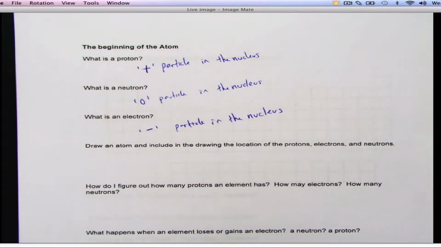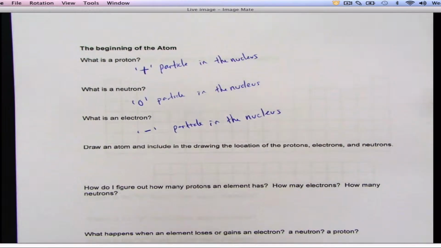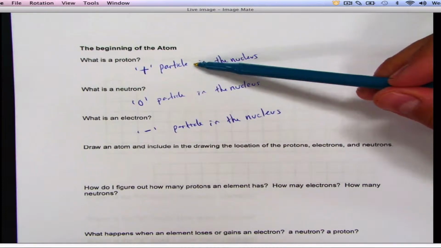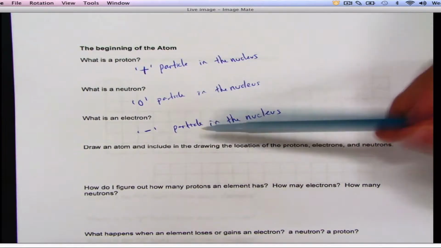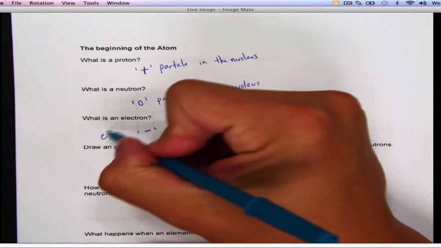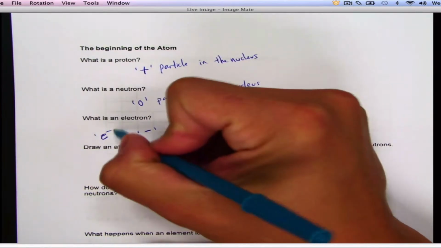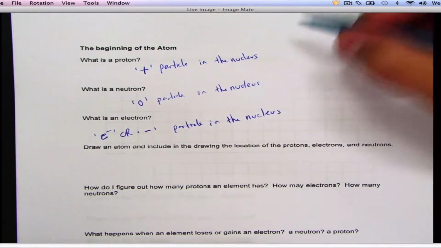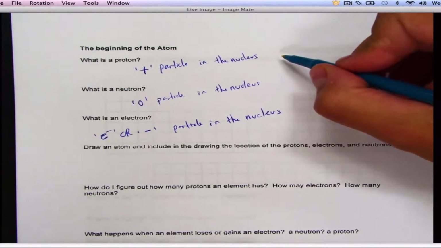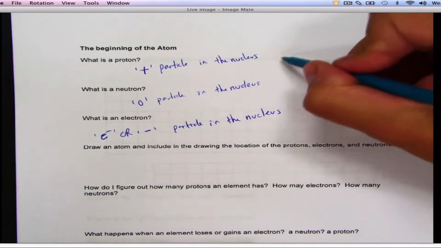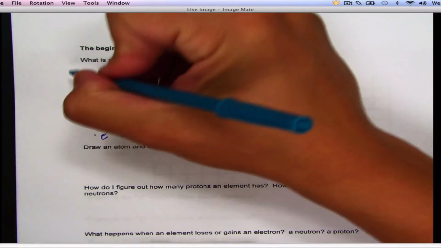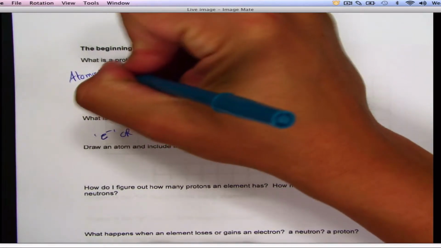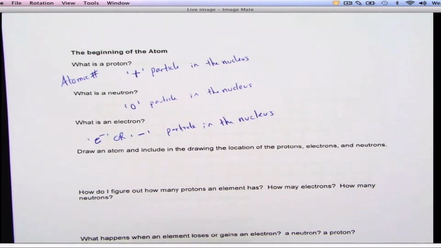All right, so we have our three parts of our atoms that we're going to really concentrate on the most. Proton, neutron, electron. Proton's positive, neutron's neutral, electron is negative. Sometimes electrons will be written like this, e negative. So don't get confused if you see either or. All right, now how it kind of works out is this. How do I find the number of protons? Well, the number of protons is equal to my atomic number.